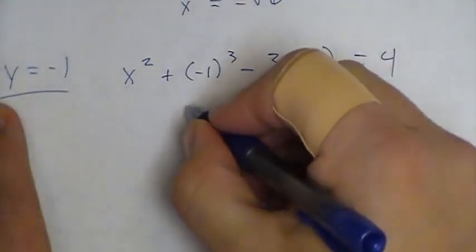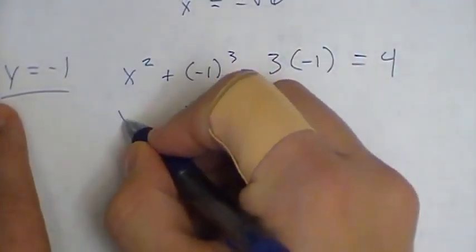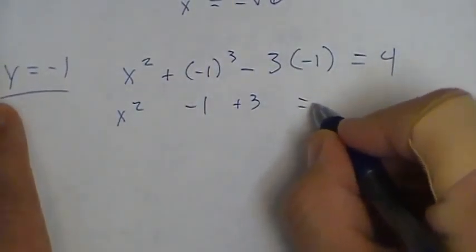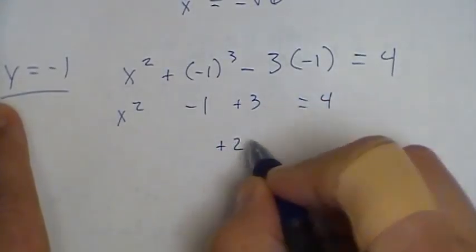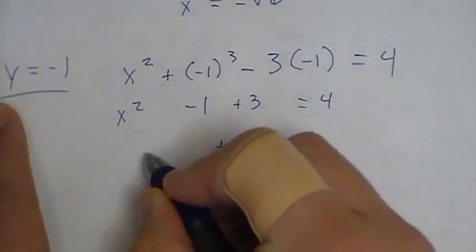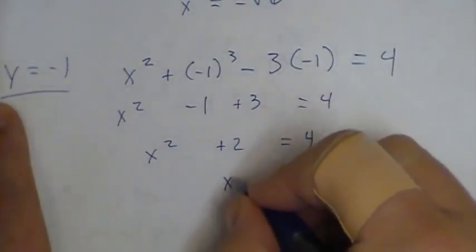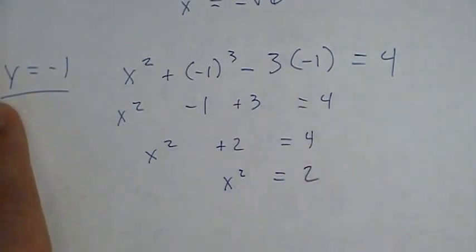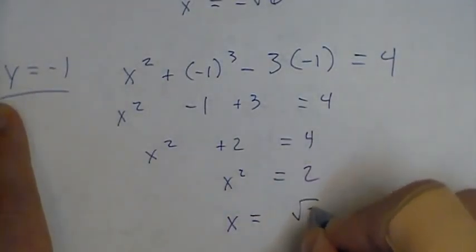So -1 cubed is going to be -1, -3 times -1 is plus 3. So I'd have x squared minus 1 plus 3 equals 4. If I combine those like terms, I'm looking at a plus 2. So I have x squared plus 2 equals 4. Subtract 2 from each side, you're looking at x squared equals 2. Square root of each side leaves you with the square root of 2.